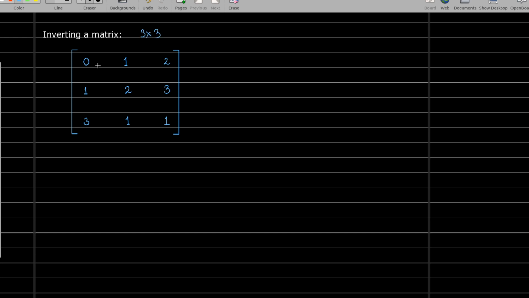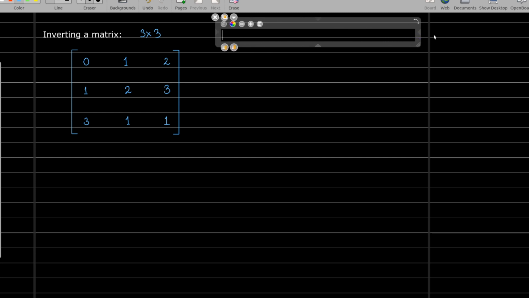Okay, just as an example, the matrix I have taken is 0 1 2, 1 2 3, 3 1 1. So this is the matrix that I have taken. There are certain steps that you can follow, and using these steps you can easily find out its inverse. So let me write down these steps.